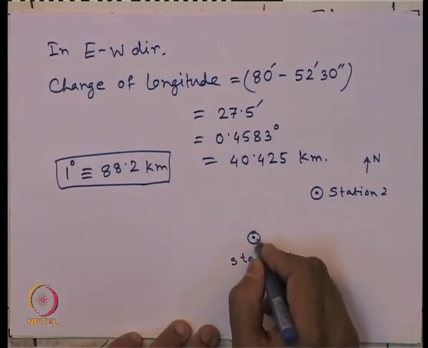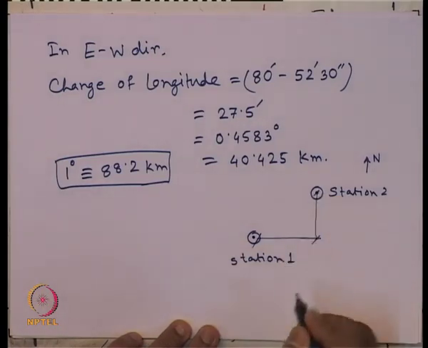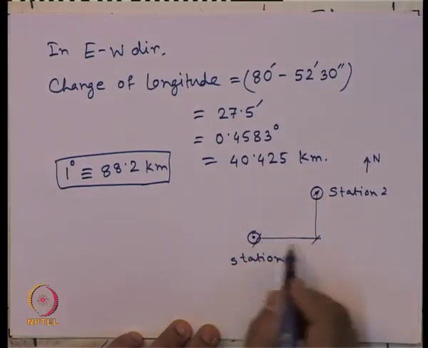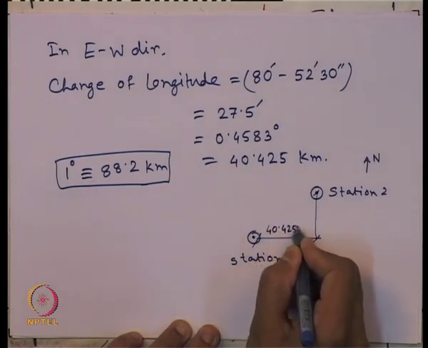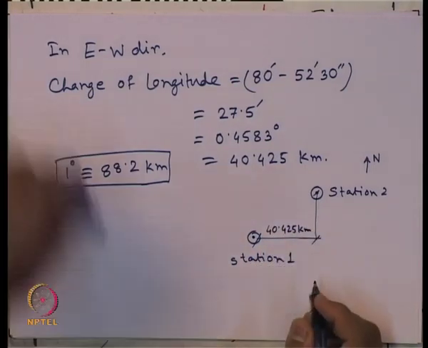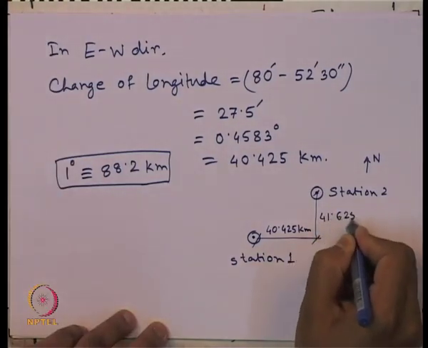So, this distance is now known and this distance is known. This we have already computed. So, the longitude distance corresponds to 40.425 kilometers and this one corresponds to 41.625 kilometers.